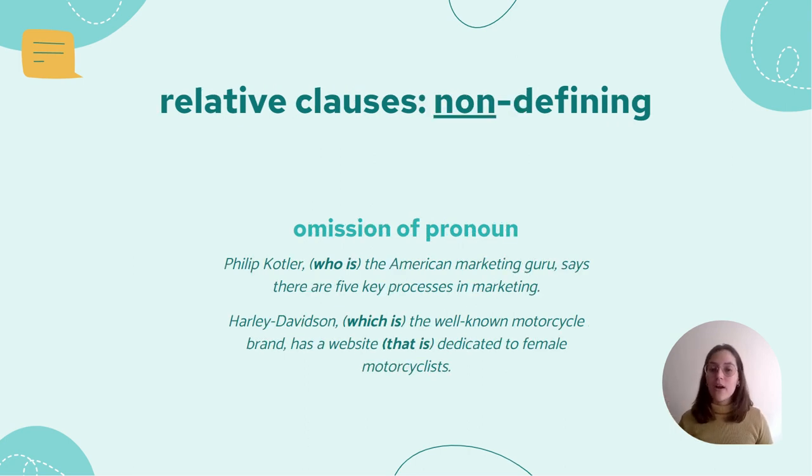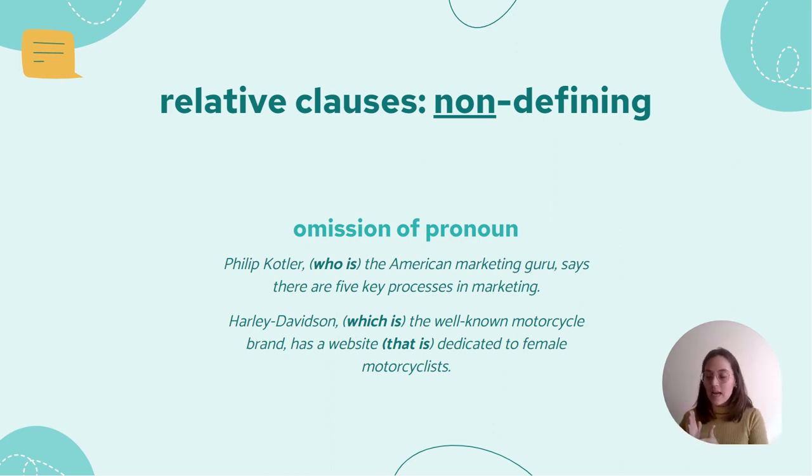Now, in non-defining ones, those marked between commas that give extra information, here everything is freer. I can omit the pronoun as well. So I may say, Philip Kotler, who is the American marketing guru, says there are 5 processes in marketing. Or Harley Davidson, which is the well known motorcycle brand, has a website that is dedicated to female motorcyclists.